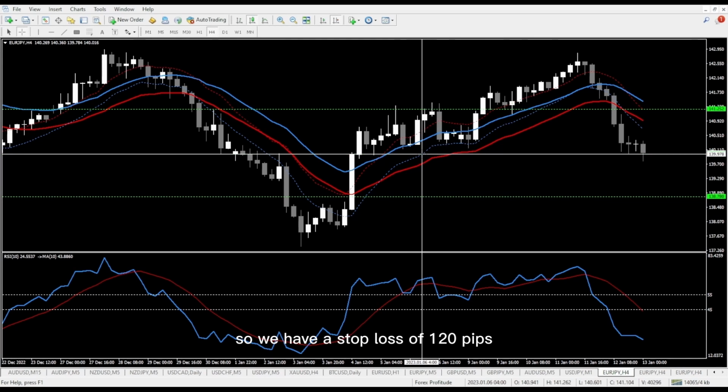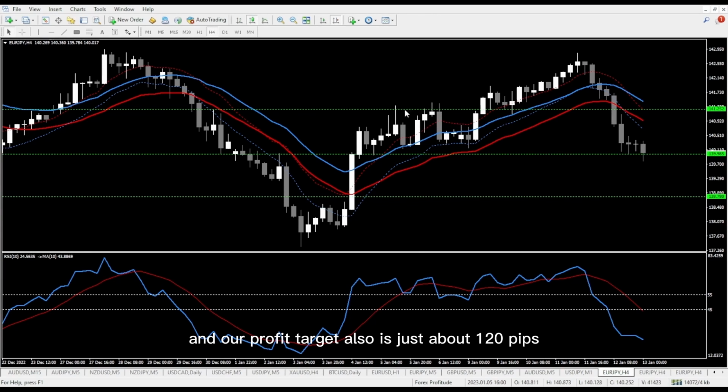And I'm just going to measure this. So we have a stop loss of 120 pips, and our profit target also is just about 120 pips. So after 1, 2, 3, 4, 5, 6 candles, we get our target tagged and we're out of that trade. So we have this one-to-one target getting us out of the trade fairly quickly.